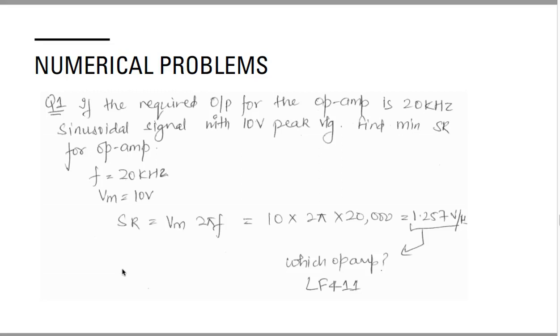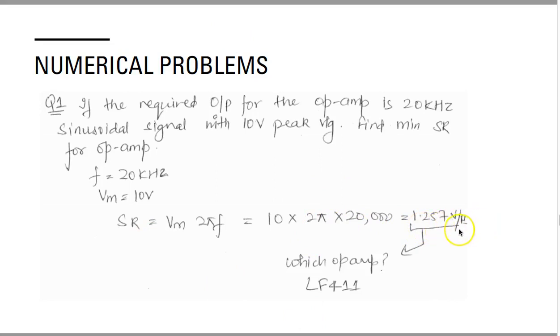Okay, now moving on to the next. This is a numerical problem, a very simple problem. If the required output for the op-amp is a 20 kilohertz sinusoidal signal with 10 volts peak voltage, find the minimum slew rate of the op-amp. So the frequency is given in this question, and the peak voltage, or Vm we can say, is 10 volts. So simply putting into this slew rate formula, we can find the slew rate, where slew rate is equal to Vm 2 pi f. Vm is 10 volts, 2 pi, and then the frequency is given.